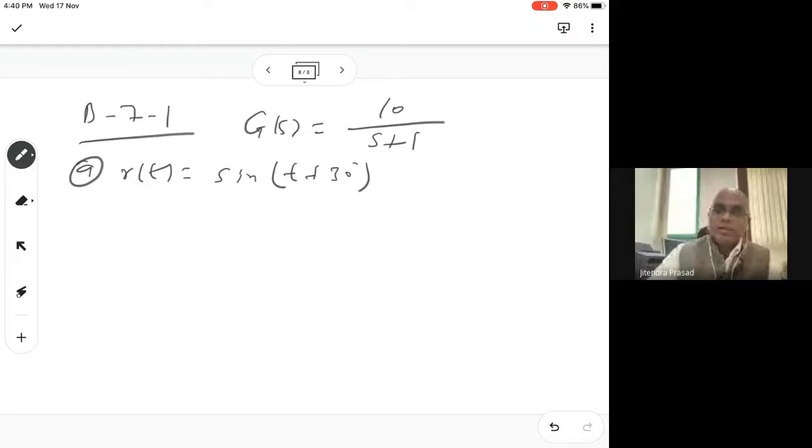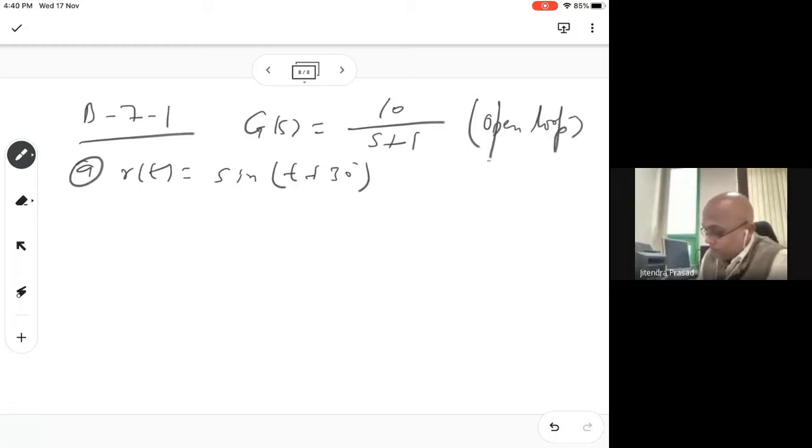Okay. Now, such a question can be solved a different way. Here r(t) is given, and r(t) is basically the reference. The question says consider a unity feedback system with the open loop transfer function. Remember, this is open loop. Obtain the steady state output of the system when it is subjected to each of the following inputs.